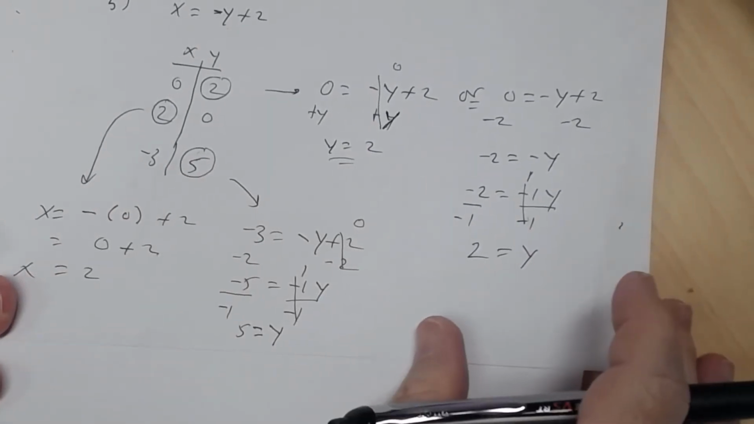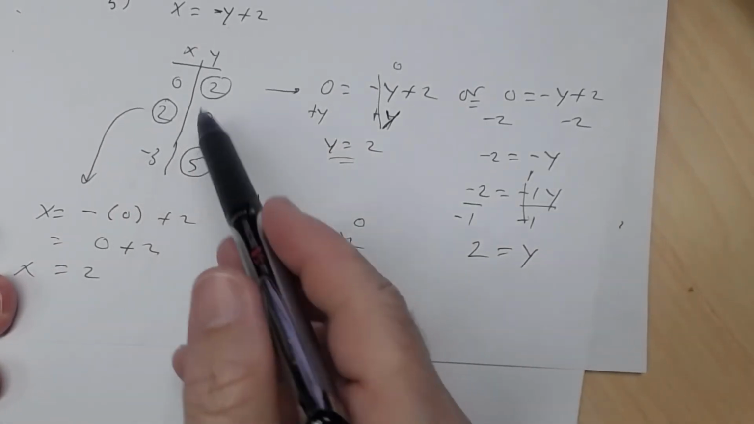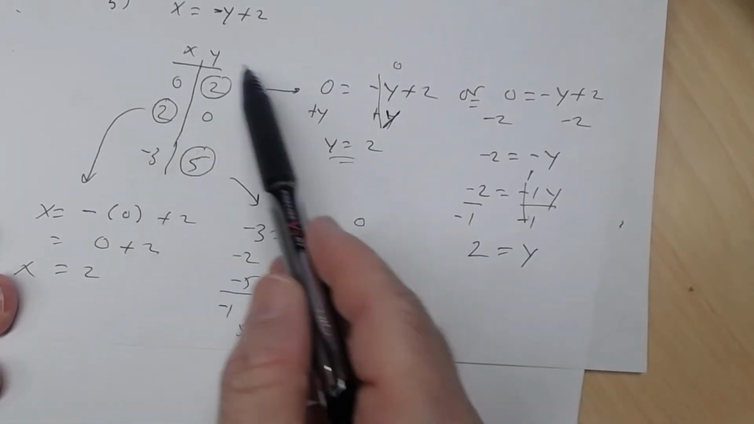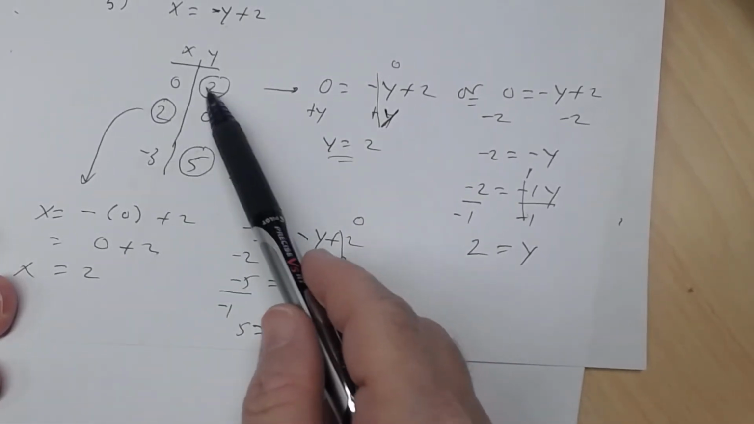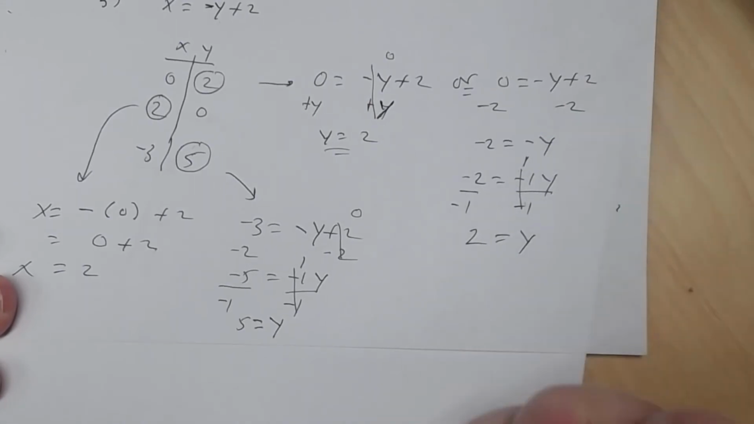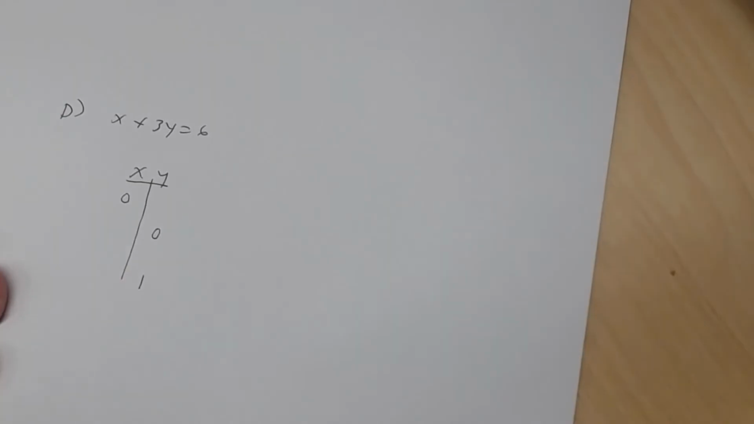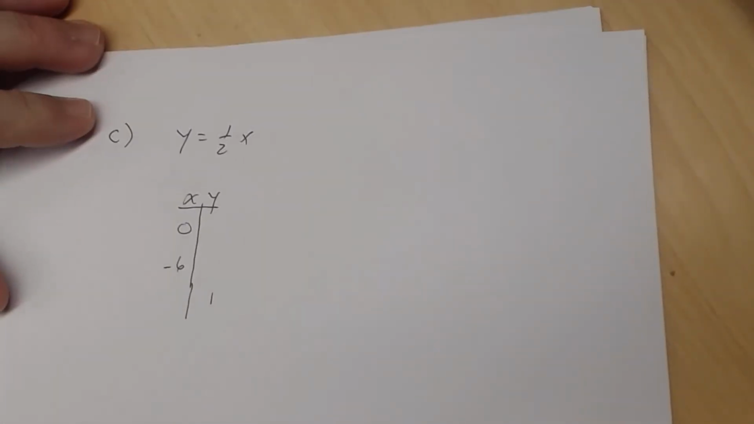So your other solution is negative 3, 5. And you can continue on, but remember, in the next lesson, you're going to see why we chose 3, why we're just doing 3 ordered pairs. Okay, let's look at C.